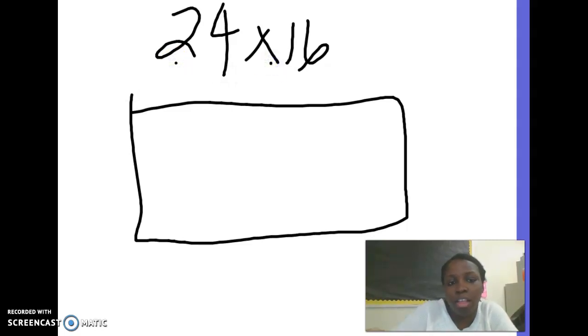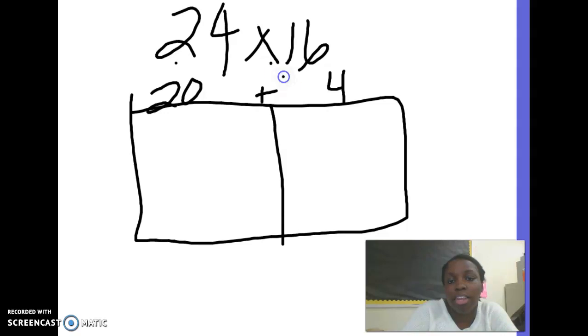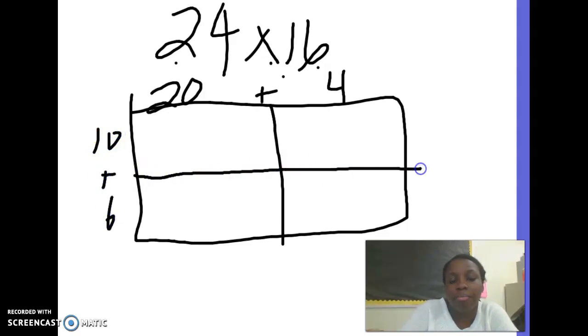That means we know this is 24, so 20 plus 4, and we're going to draw a line going down. Now, this is the different part. We have 16 now, and these are two digits, so I have to break apart 16. 16 is 10 plus 6. So I have to have a line in the middle now, in between that plus sign. Now we have four boxes instead of our usual two boxes, all right?